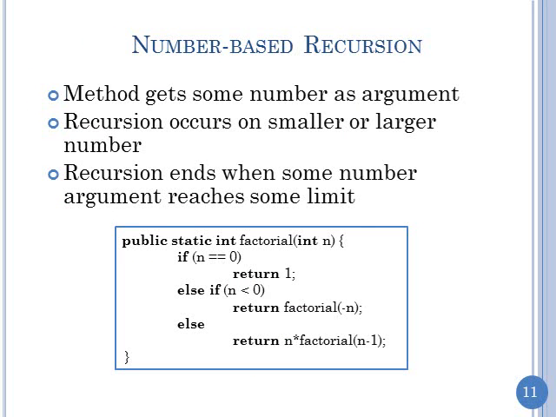Okay? And in the number-based recursion, the method gets some number as an argument, and recursion occurs on a smaller or larger number, depending on where your base conditions are. Typically, it's a smaller number, and recursion ends when the number argument reaches some limit. Okay? So when we did the factorial, you can imagine going from negative numbers to higher negative numbers, smaller towards 0. Or we can go from positive numbers towards 0, so we can recurse on a smaller or larger number as long as we reach some limit.